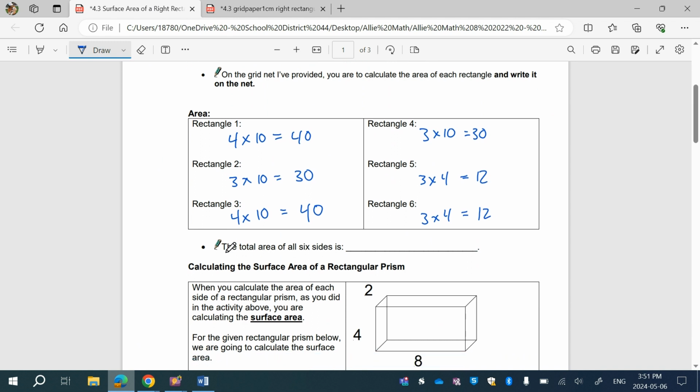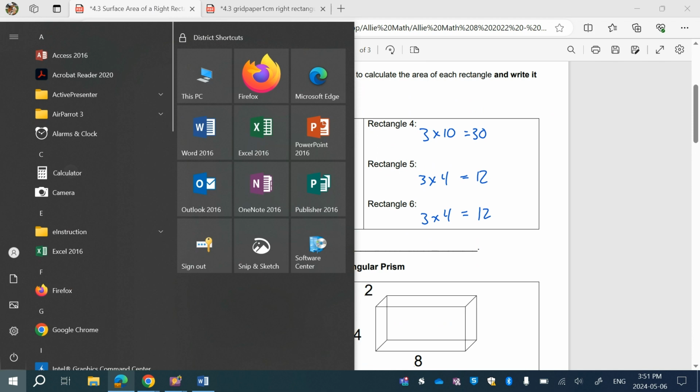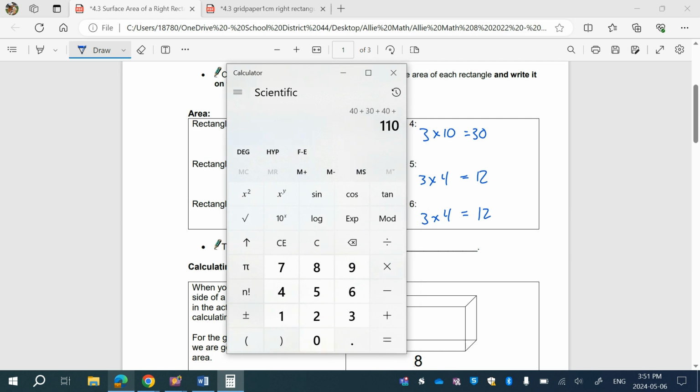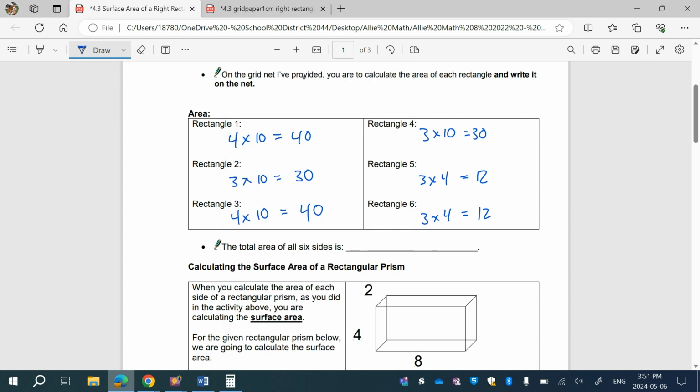And we need to find what is the total area of all 6 sides. Okay, so let's add them up. Let me get my calculator. We've got a 40 plus a 30 plus a 40 plus a 30 plus a 12 plus a 12. 164. I'm going to say 164. I'm just going to call it units squared.